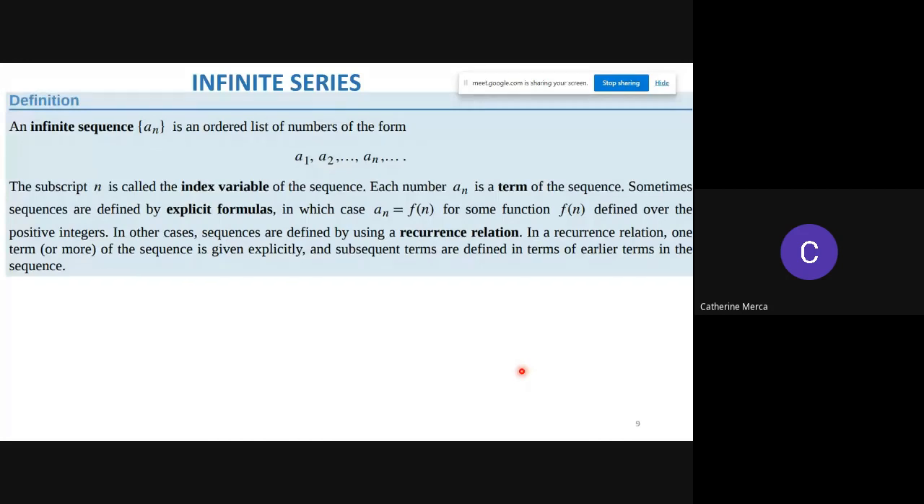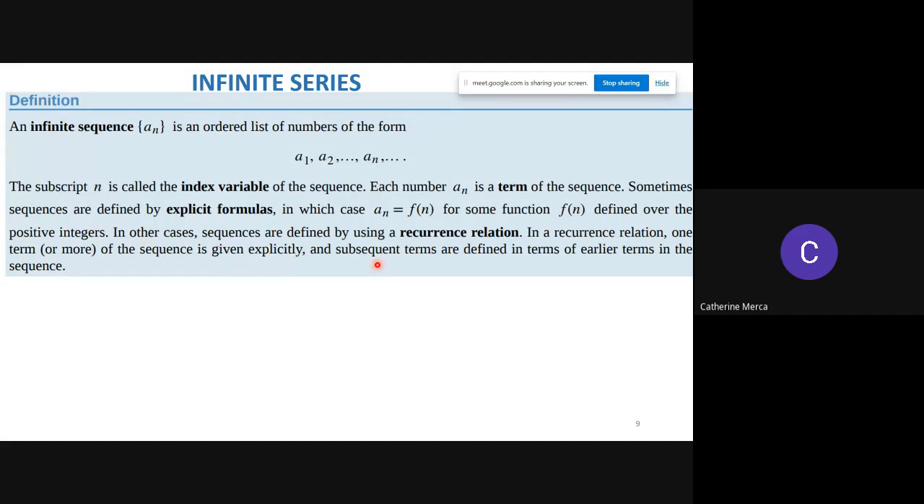So an infinite sequence is an ordered list of numbers. As a summary, you call this your index variable, your n here. Each term, a sub 1, a sub 2, is a term of the sequence. And sometimes sequences can be defined by explicit formulas, which is of this form: a sub n equals f of n for some function f of n defined over positive integers.